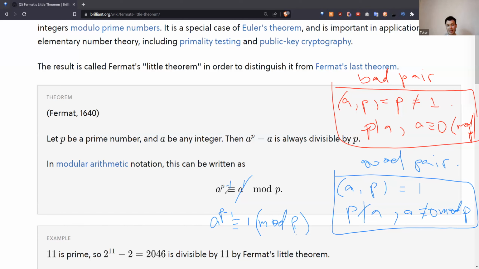But if a is a good pair, I can cancel the a and I just get the theorem that I just described to you guys. A to the power p minus 1 gives me 1 mod p. And oftentimes this is the one we care about. We're curious, can I find a power that gives me 1?